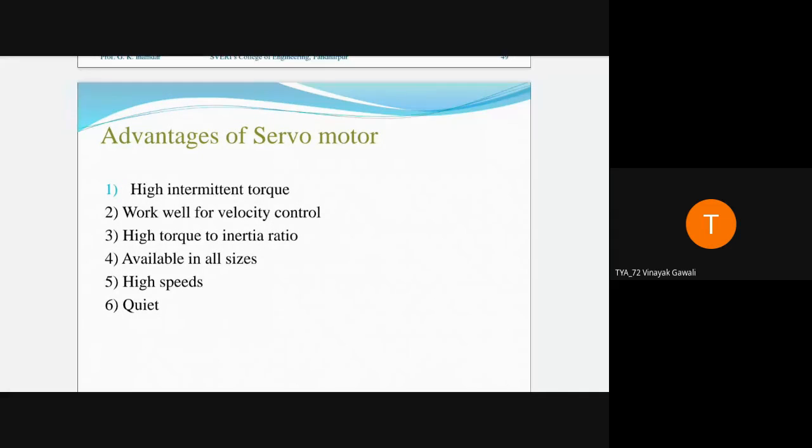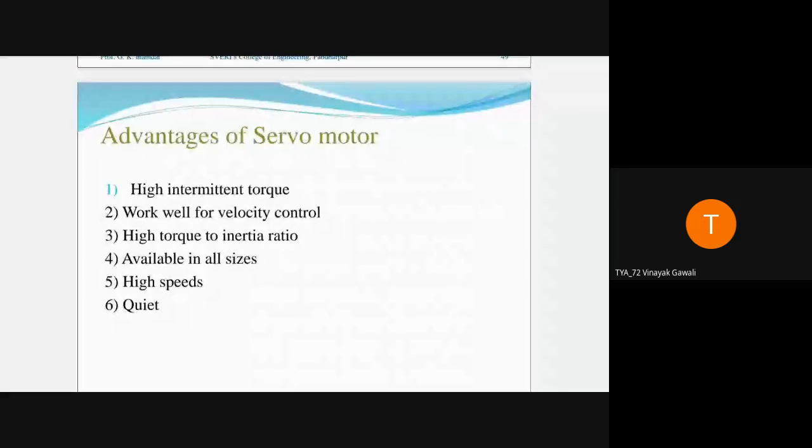Torque to inertia: suppose you start a rotation, or you stop the rotation. See, inertia is very important for the starting and stopping of any machine. Suppose an operation is running in a drill machine, and while the operation is going on the machine keeps rotating. Suppose you require to stop the machine at any point.